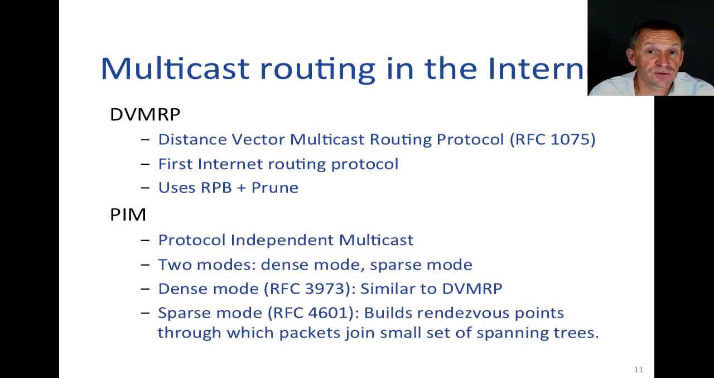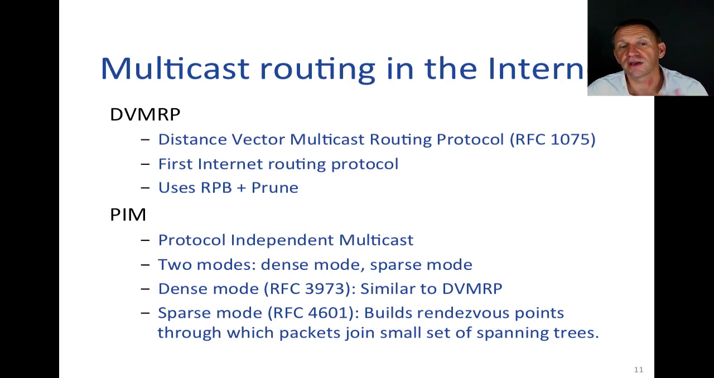An alternative is called Protocol Independent Multicast, or PIM, and this recognizes two different modes of multicast. One called dense mode, in which all of the routers, or a very large number of the routers, are expected to be involved in multicast, in which case RPB plus prune is fine, because most of the routers will be involved and very few of them will need to prune. So that uses DVMRP, or something very similar to DVMRP, and is described in RFC 3973.